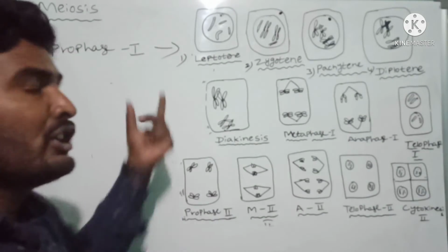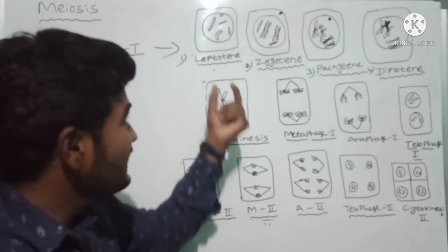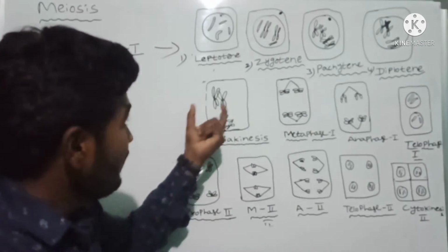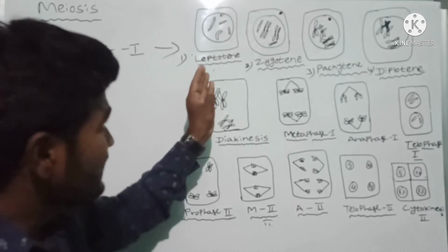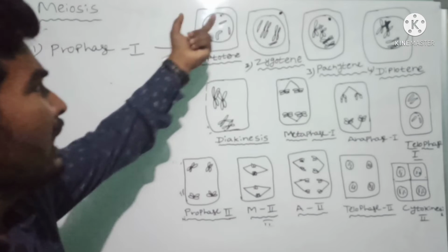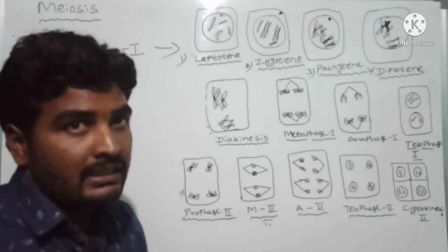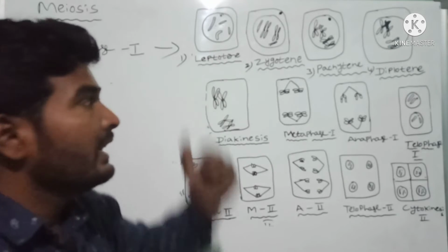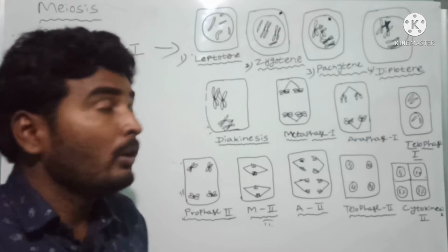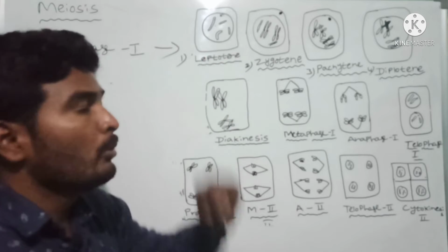Prophase 1 stages, based on chromosomal behavior, have 5 subphases, that is leptotene, zygotene, pachytene, diplotene and diakinesis. Now let us see the leptotene stage. In the leptotene stage, the nucleus size will increase. Slender and thread-like structure granules are formed. The granules we call chromomeres.